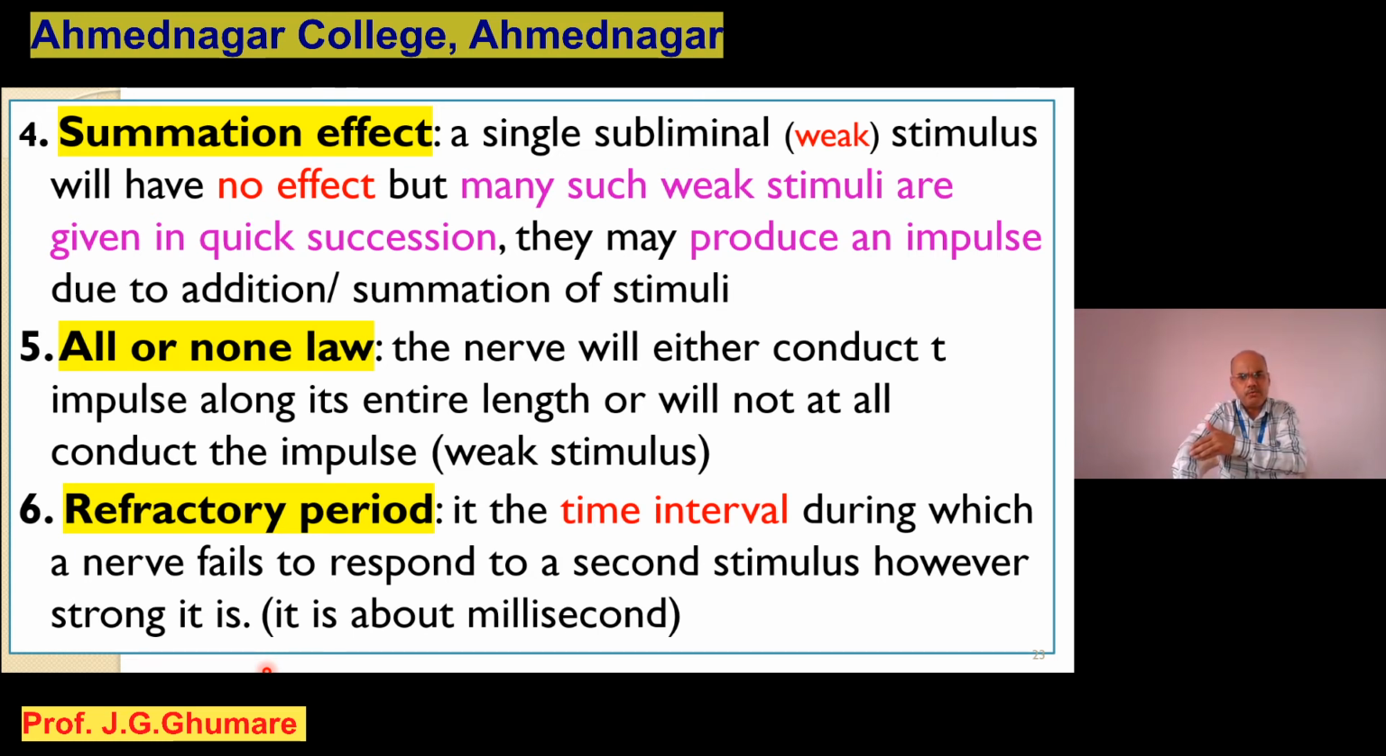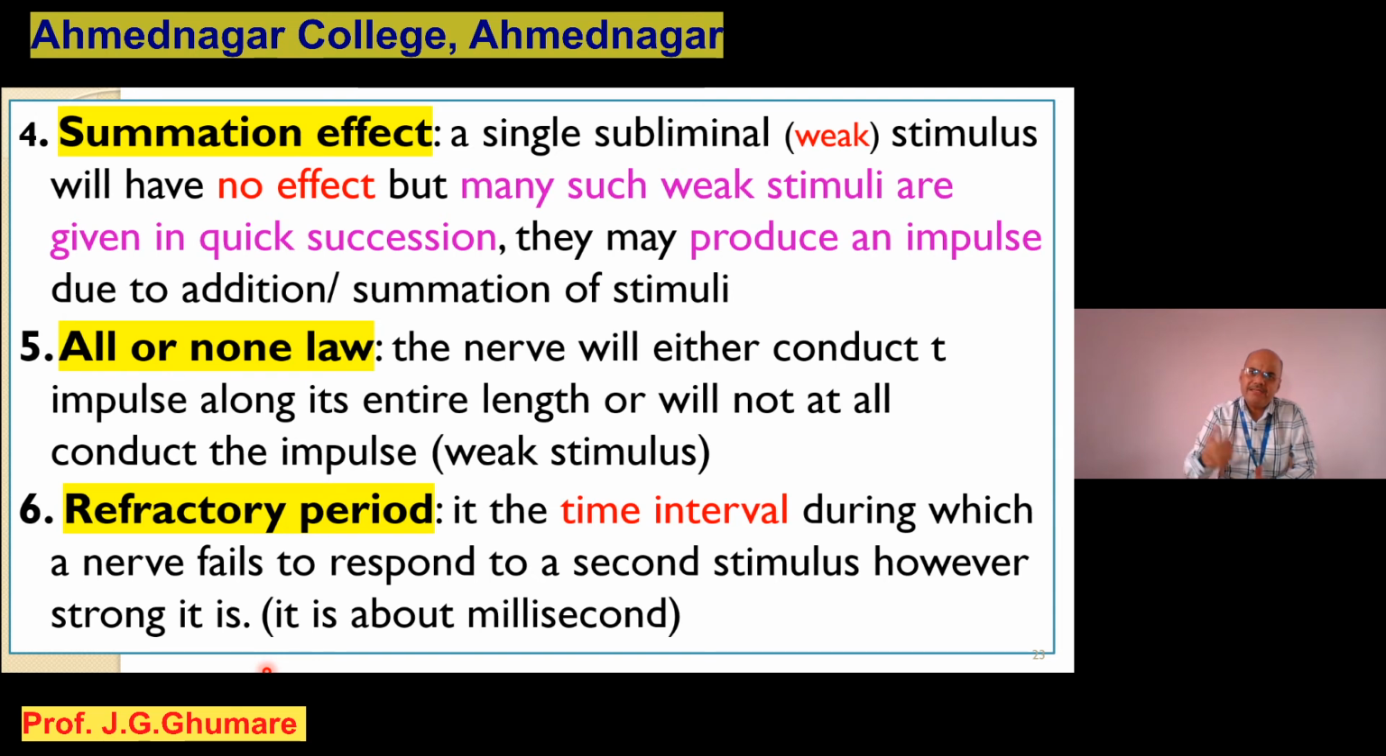It might be carried up to here only. This is the all or none law, remember. And what could be the refractory period? It is the time interval during which a nerve fails to respond to a second stimulus, however strong it is. It is about a millisecond, no doubt. This is called the refractory period.